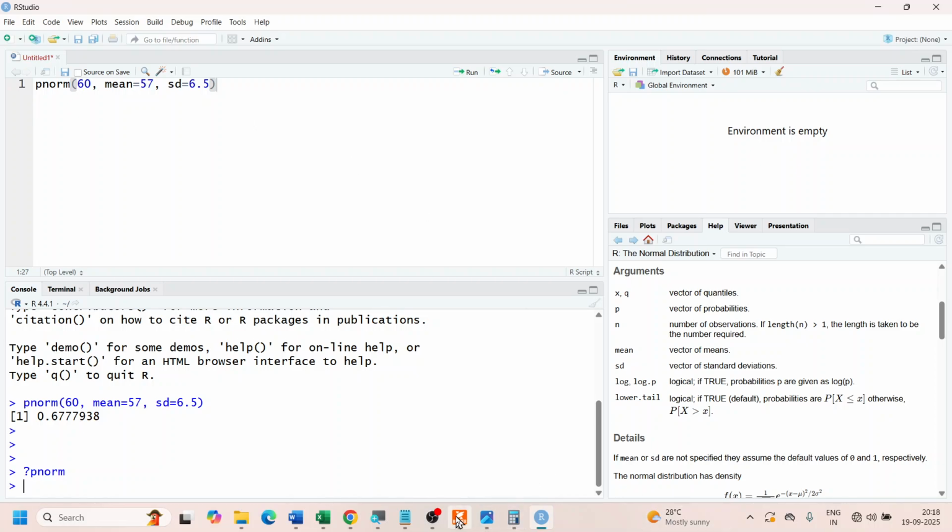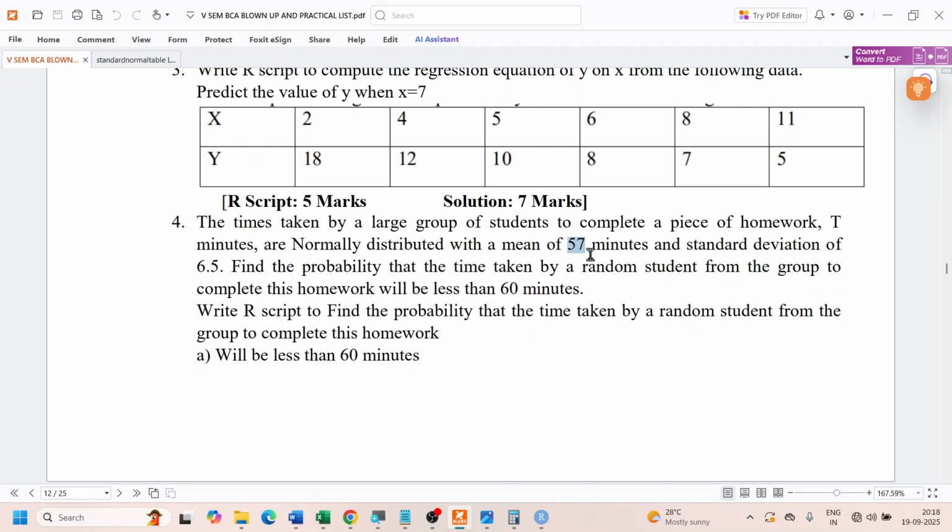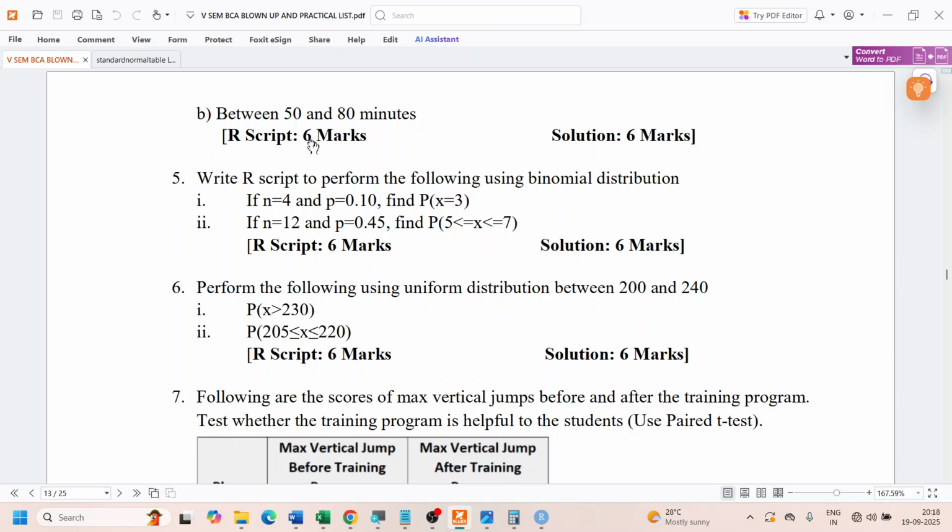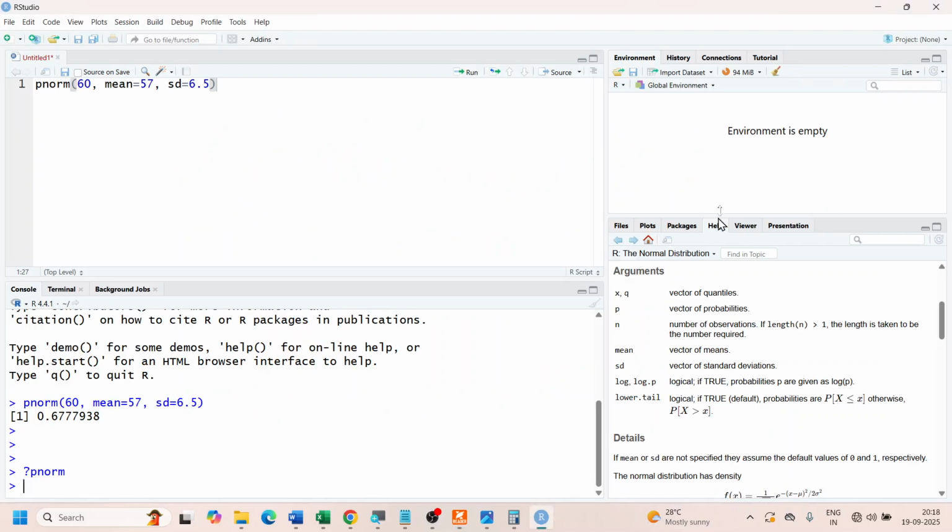The next one is that we are supposed to get the value between 50 and 80. That is what is being given. So what we are supposed to do is first calculate the probability for 80, and then calculate the probability for 50 and subtract the value for 50 from the value for 80. This is what you are supposed to do. So let me go ahead and do that.